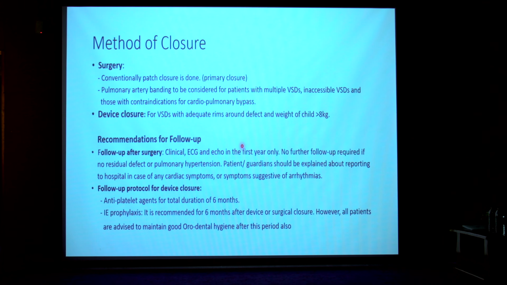Whereas in patients with device closure, antiplatelet agents are advised for a duration of 6 months in order to prevent thromboembolism. Infective endocarditis prophylaxis, both in surgical and device closure, is indicated for about 6 months. And of course, you need to explain to them about maintaining good oral hygiene in order to prevent any infections.